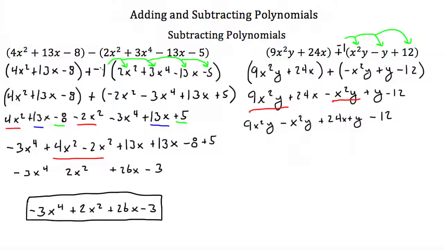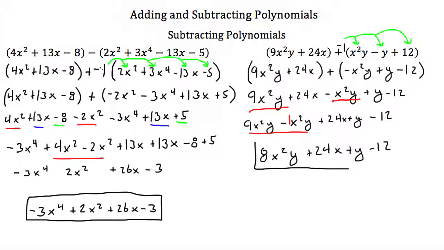Now I add the coefficients of my like terms. I have a 9 and a -1. 9 minus 1 would be an 8x squared y, and then plus 24x plus y minus 12. And that completes the tutorial on adding and subtracting polynomials.